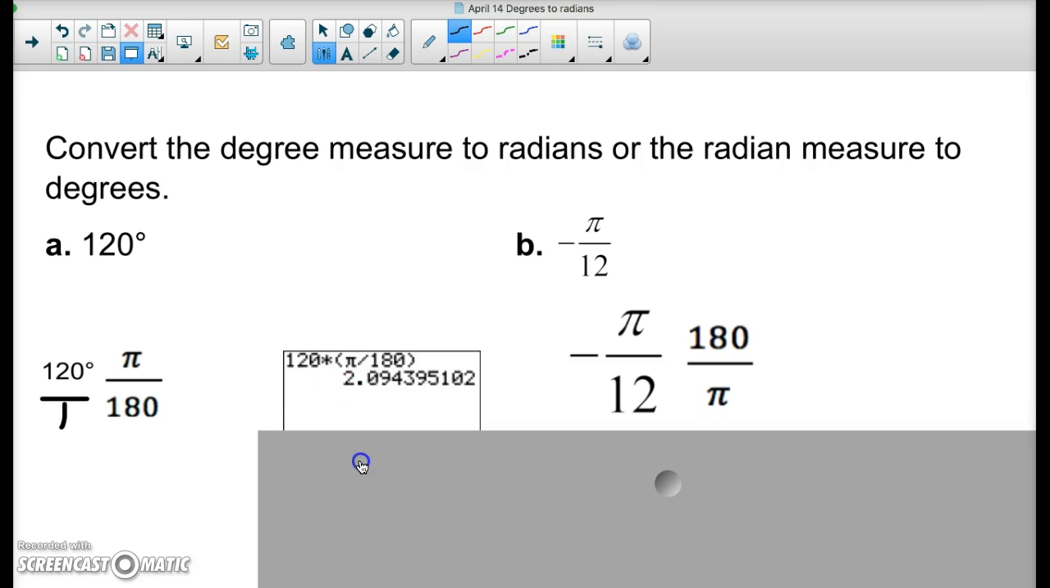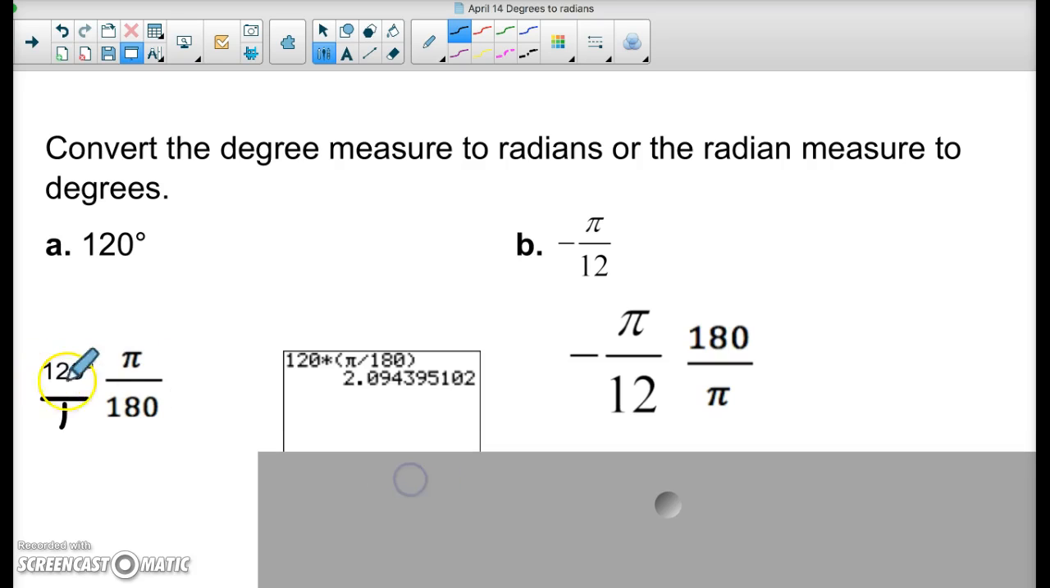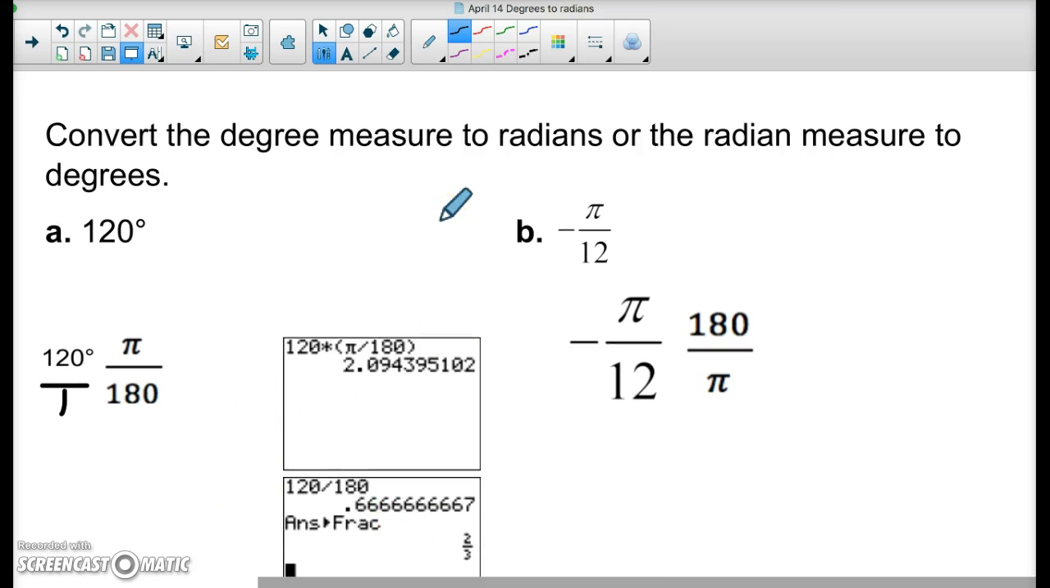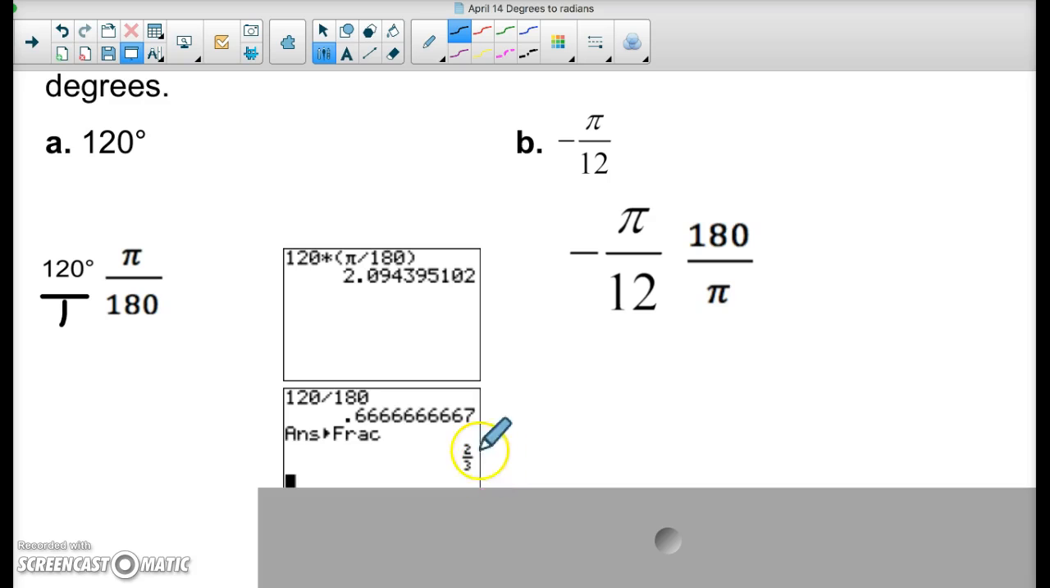Okay, now over here you can see it ends up getting 2.0943, etc. radians. However, we very rarely show it that way. What we do instead is reduce this fraction. So I'm going to show you that here. Okay, so we know that 120 divided by 180 is 2/3, and so then we multiply by pi. So we usually write our radians as a fraction like this. So it's going to be 2/3 times pi. And you don't have to write the word radians. You can just leave it like that.